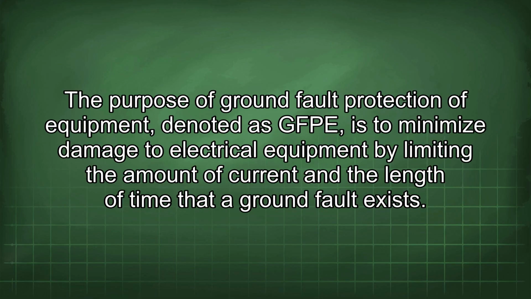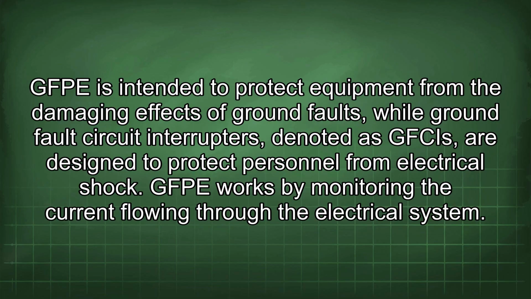The purpose of ground fault protection of equipment, denoted as GFPE, is to minimize damage to electrical equipment by limiting the amount of current and the length of time that a ground fault exists. GFPE is intended to protect equipment from the damaging effects of ground faults, while ground fault circuit interrupters, denoted as GFCIs, are designed to protect personnel from electrical shock.